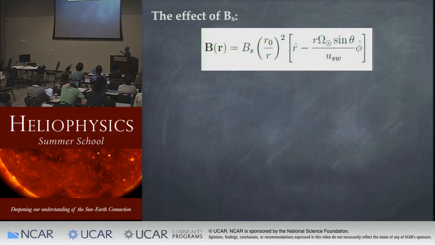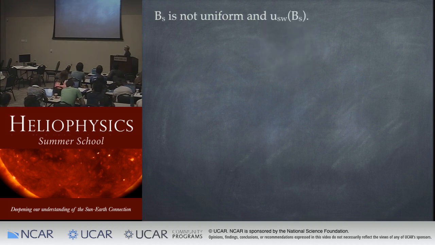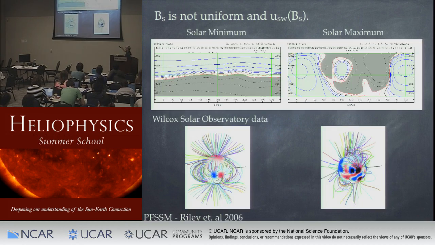The other effect can come from, well, there might be another effect from the solar wind itself, but we don't know what it is. To be continued. So let's talk about this field at the base of the field line or the streamline. B is not uniform. We know that the solar magnetic field changes from solar minimum. This is a phi theta, longitude latitude map of the magnetic field of the sun during solar minimum, solar maximum. You can see we have more complex field during solar maximum.